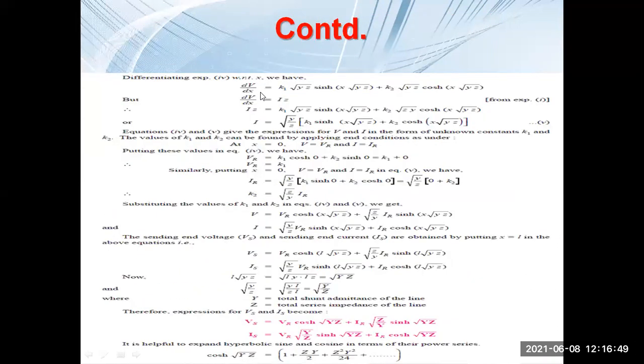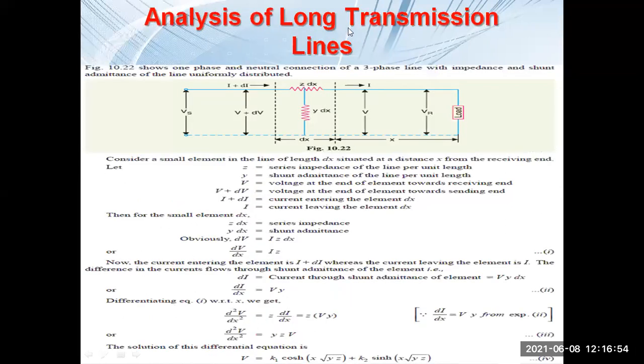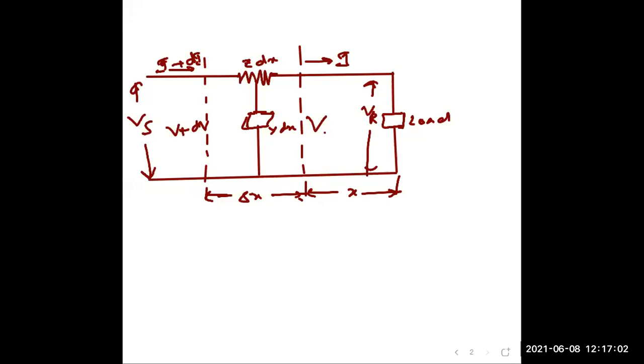We'll calculate dV by dx. I will do up to this point first, and then I will come back to the next. Let us do here also that dV, the voltage drop across this, will be equal to I into Z dx. Yes or no? Please tell me if you have not understood. So dV by dx will be equal to I into Z.